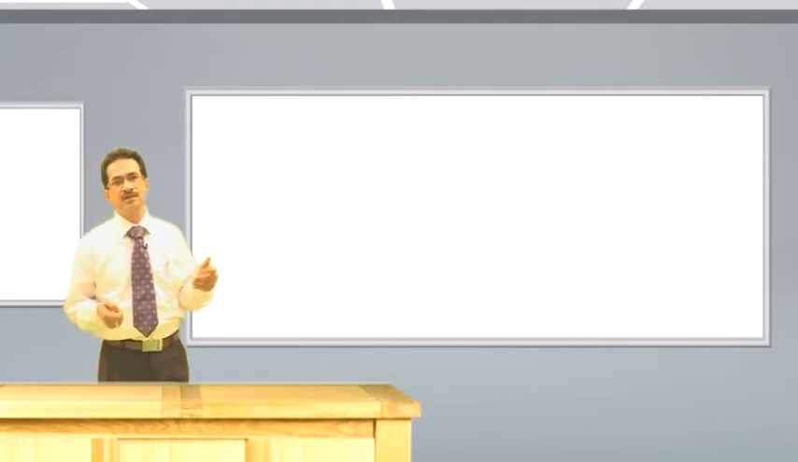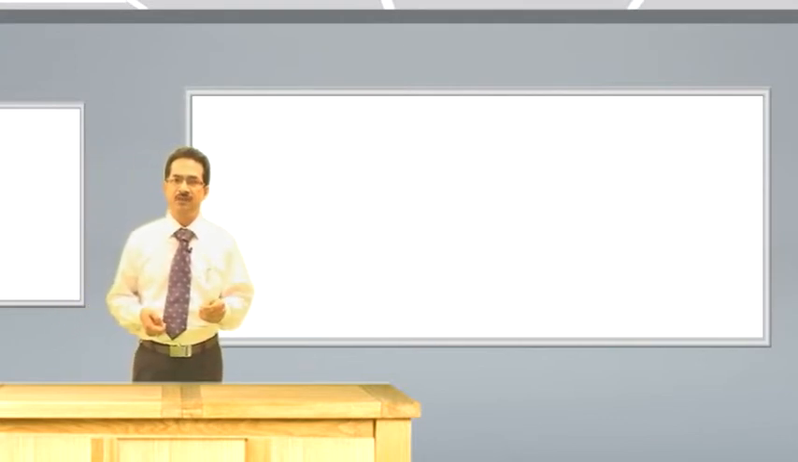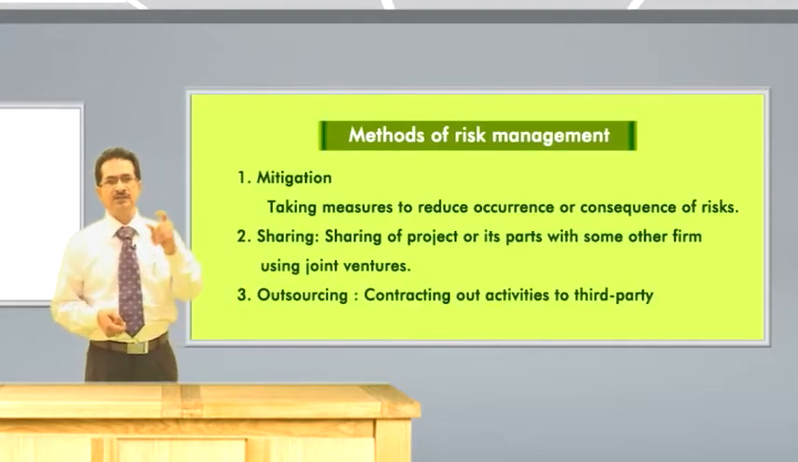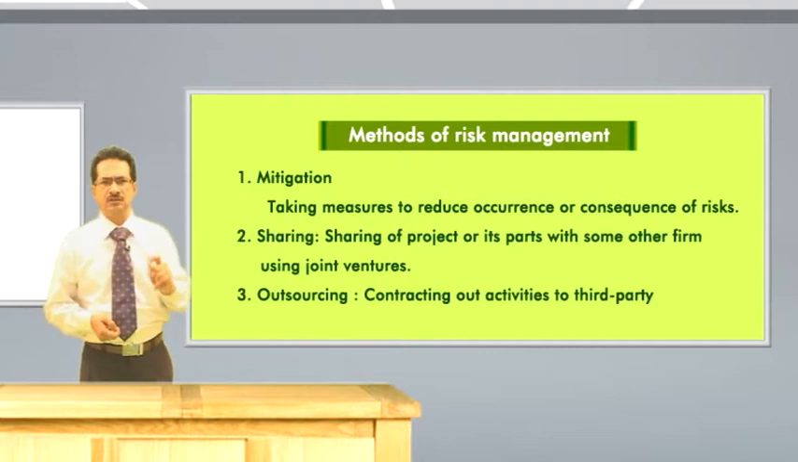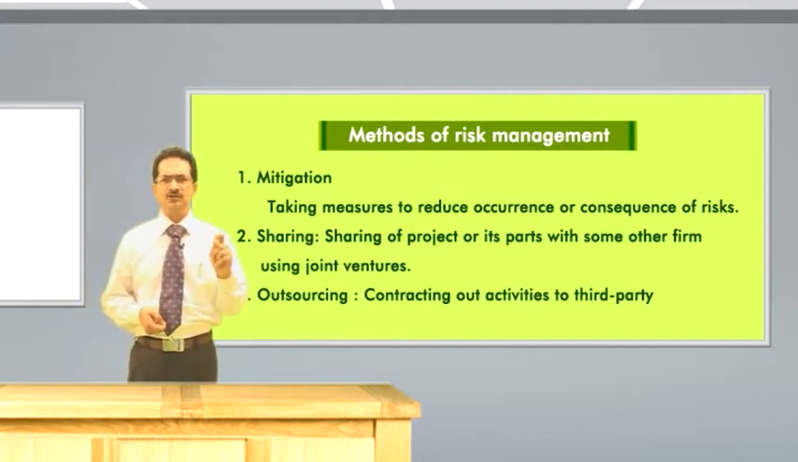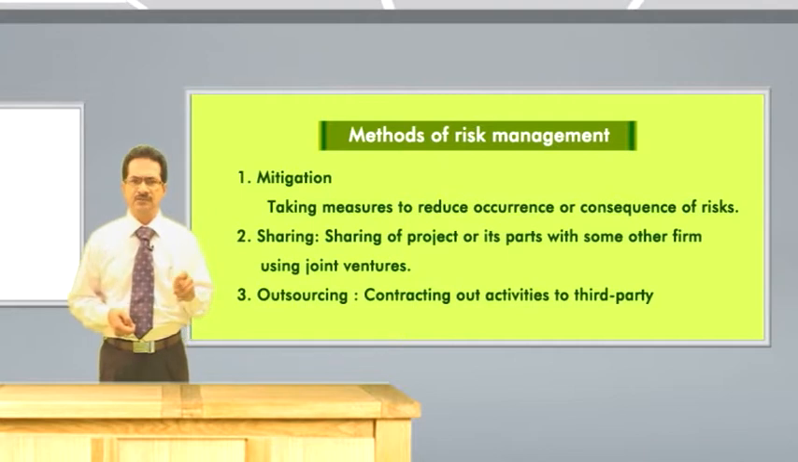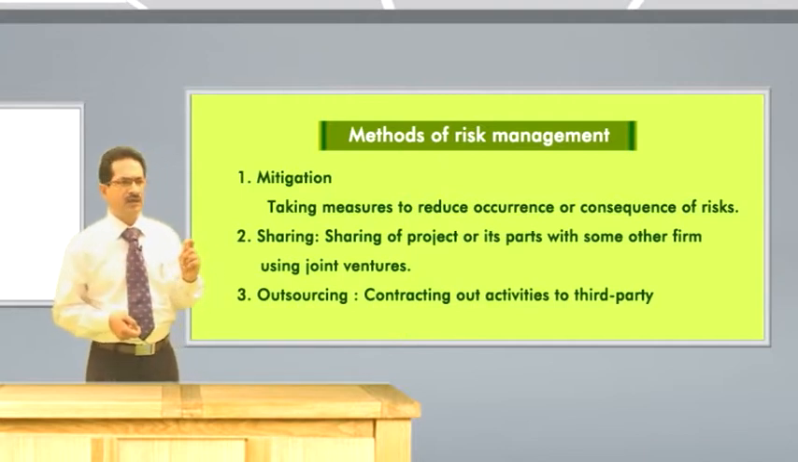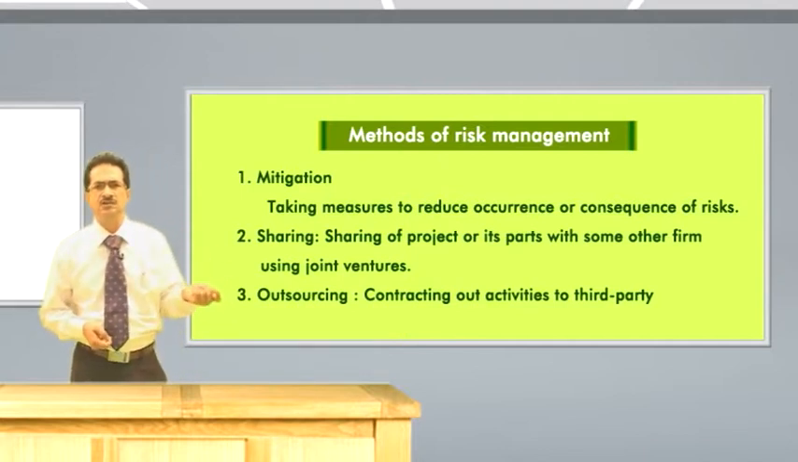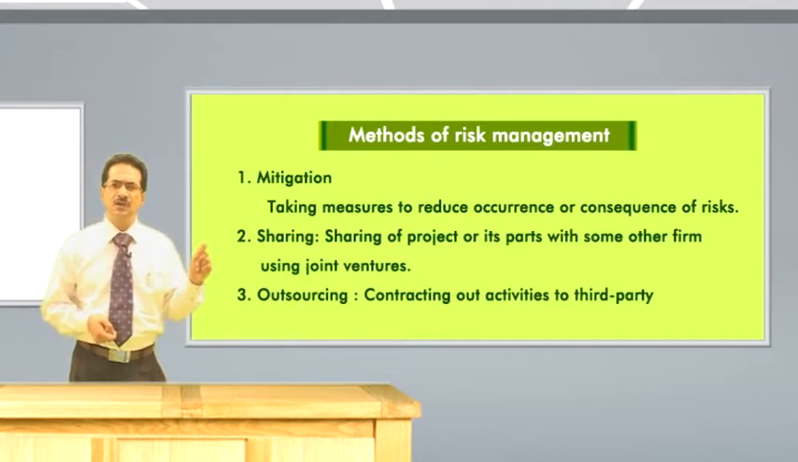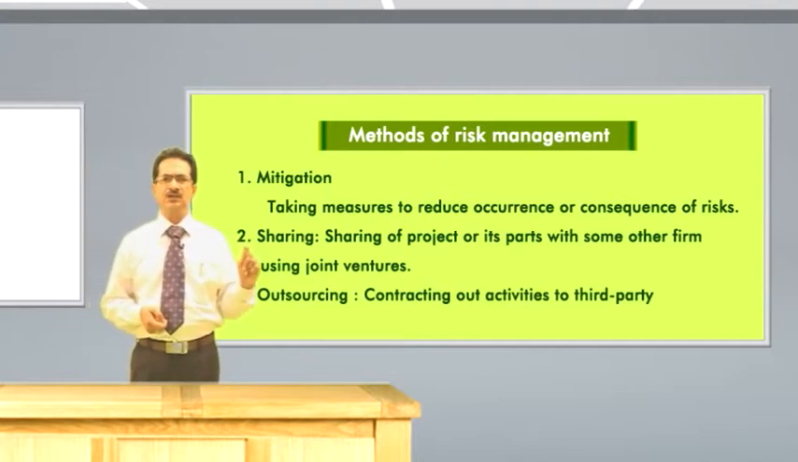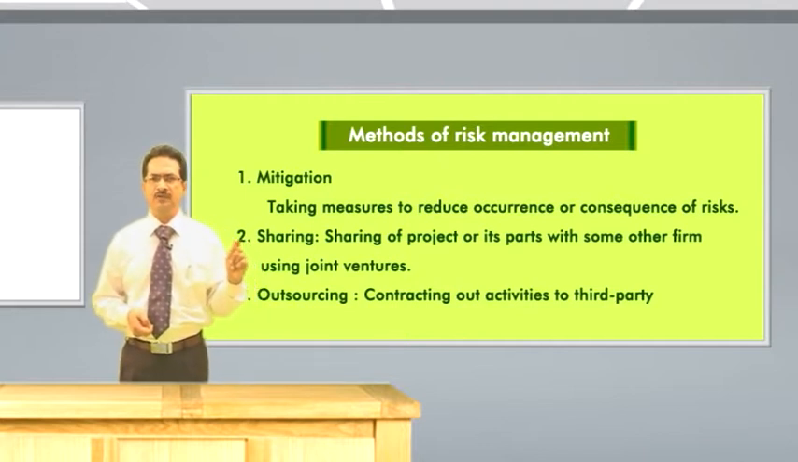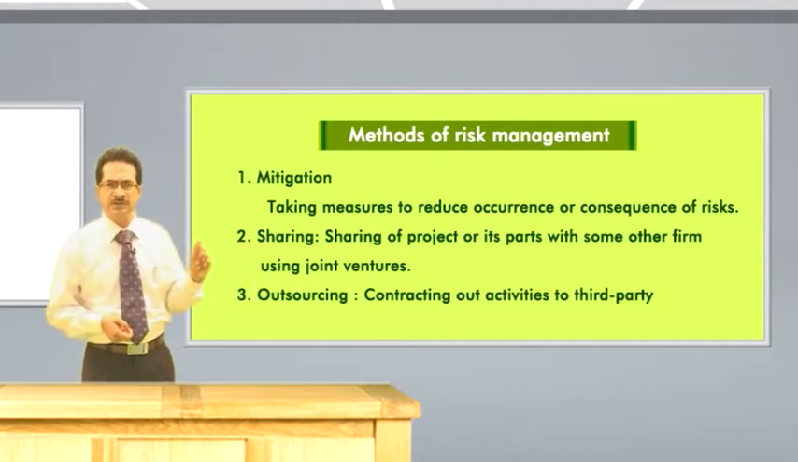Now coming to the last part of the session, that is methods of risk management. The first method, as the most common, is mitigation, taking measures to reduce occurrence or consequence of risks. And here one term relating to mitigation is becoming quite popular in agricultural projects, that is resilience, which means enabling mitigation of consequences of any disaster that does occur.